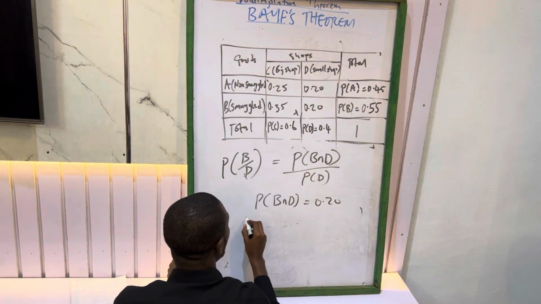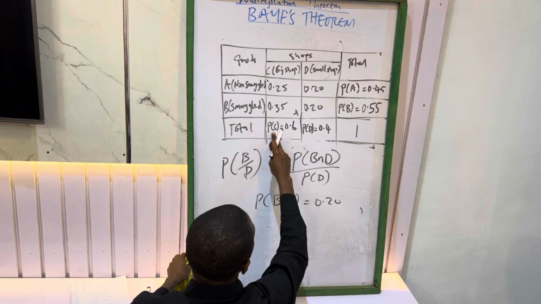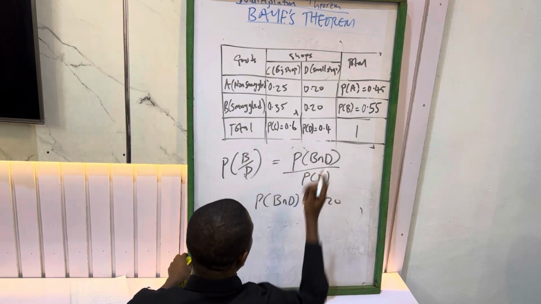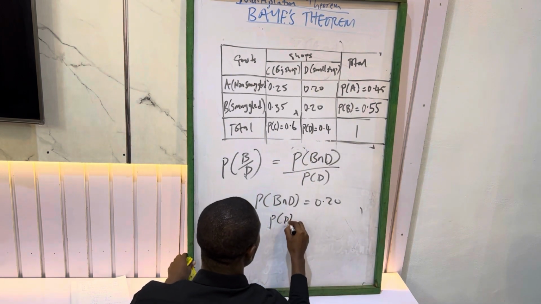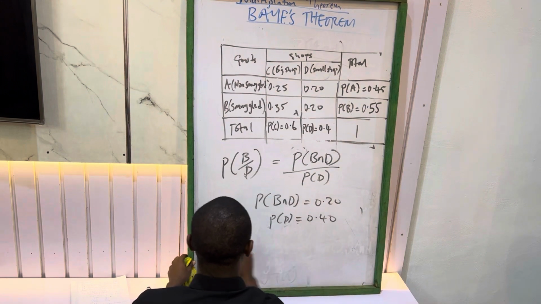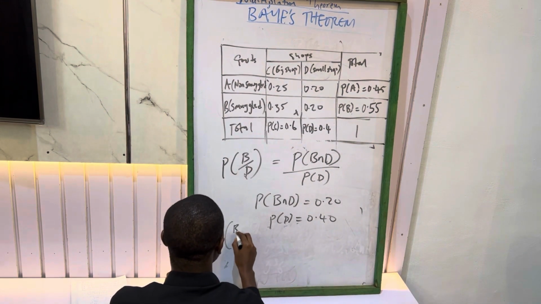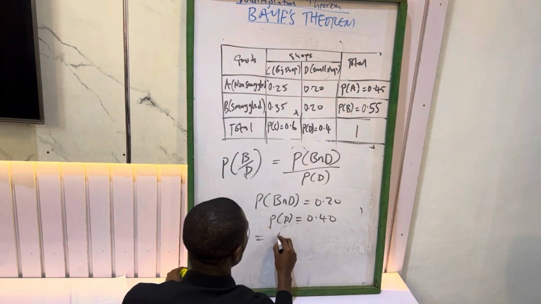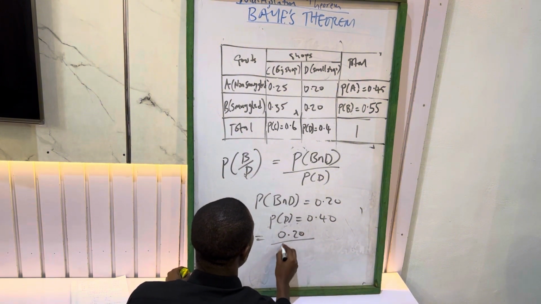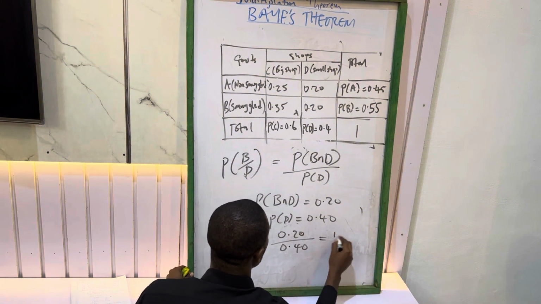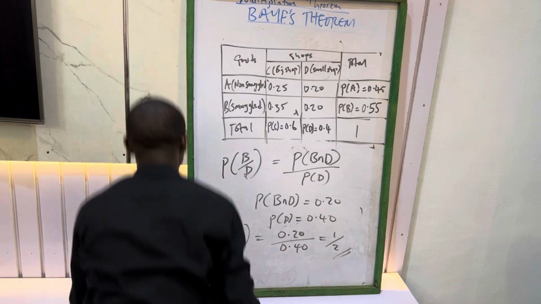While probability of D, this D, is 0.40. So automatically our probability of B over D should be equal to 0.20 over 0.40, which is equal to 1 over 2. Then you can do the rest.